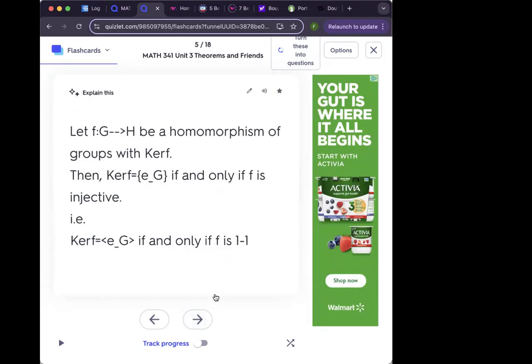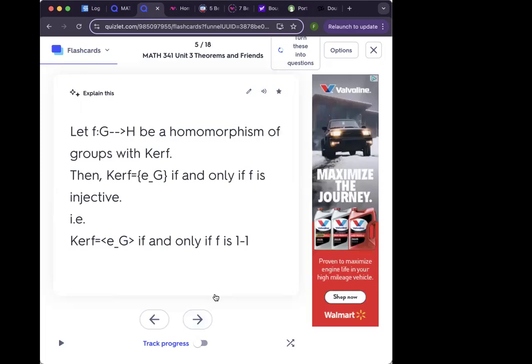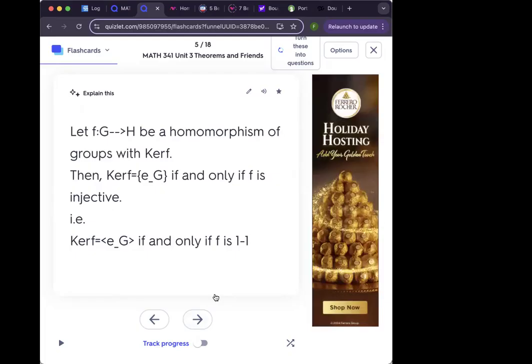Theorem 817. Let F mapping G to H be a homomorphism of groups with kernel F. Then the kernel of F is the set of the identity of G if and only if F is injective. I.e., the kernel of F is the set containing only the identity in G if and only if F is 1-to-1.